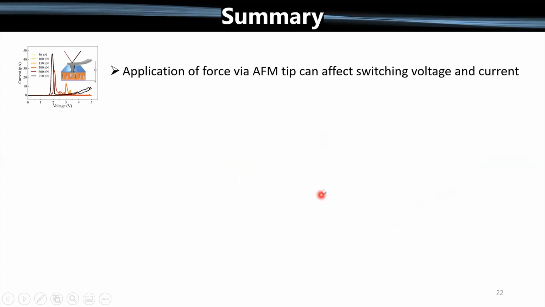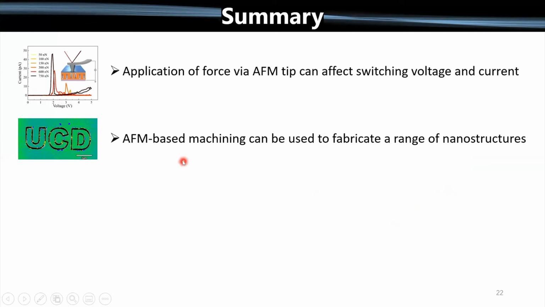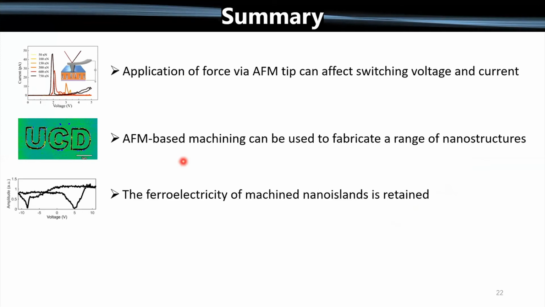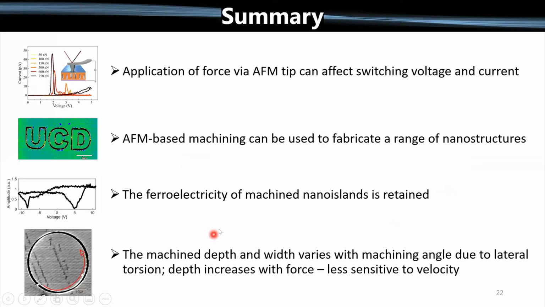So I hope that I've shown you that with an application of force, you can affect switching voltage and current, that AFM-based machining can be used to fabricate a range of nanostructures, and that the ferroelectricity of these machined nano islands can be retained. For anyone trying to do this, you can very quickly go through a range of different parameters to figure out the optimum for your target nanostructure or surface. You can control the depth and the width by playing around with the velocity, the angle and the force that you're applying, and that will depend on the material that you're looking at.